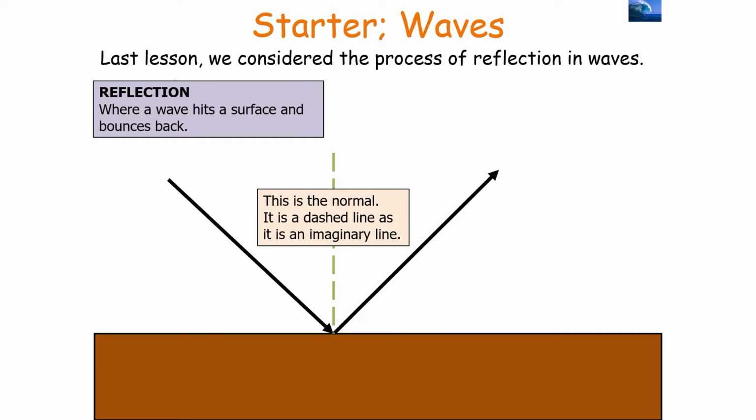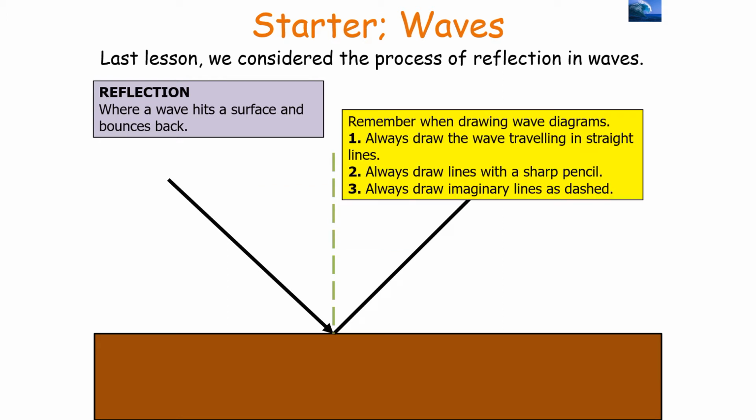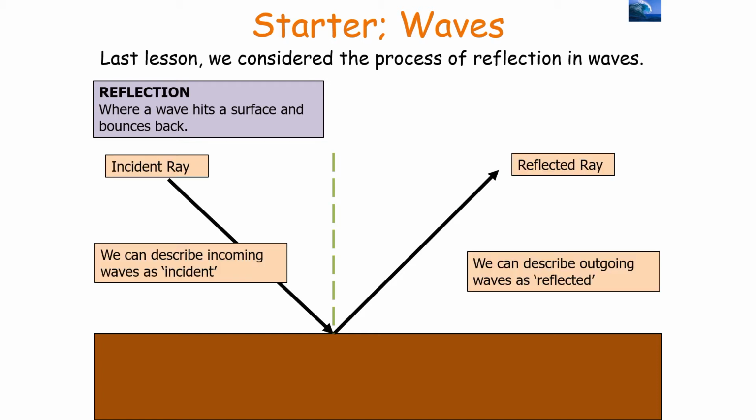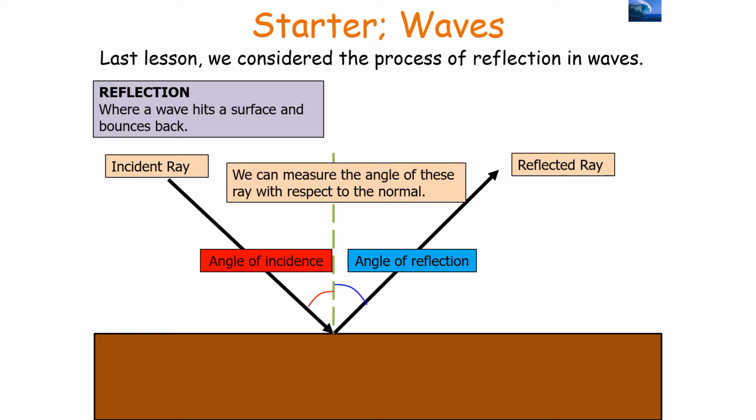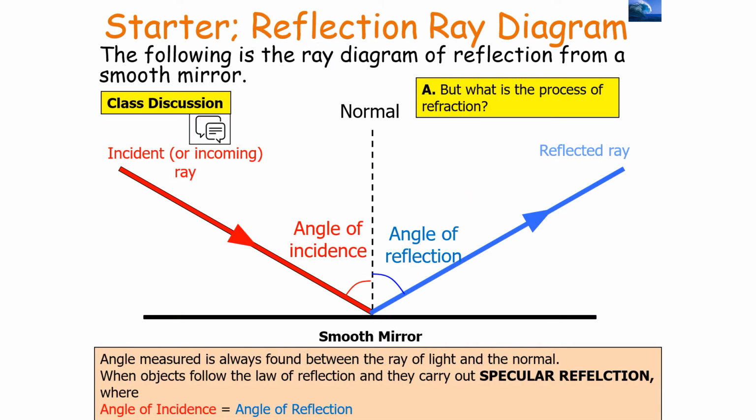So previously we've considered the process of reflection in waves. Reflection is where a wave hits a surface and bounces back. So in your ray diagrams for reflection you've got to draw a normal, which is a dashed line because it's an imaginary construction line. And when we're drawing our ray diagrams, we always draw the wave travelling in a straight line, we always draw the lines in with a sharp pencil, and we always draw imaginary or construction lines as dashed. So what we said is we had our incident or incoming ray, and we had our reflected ray, which is the outgoing ray, and we can measure the angles of these rays with respect to the normal. So we've got our angle of incidence and our angle of reflection, and what we know is that when an object carries out specular reflection, the angle of incidence equals the angle of reflection.